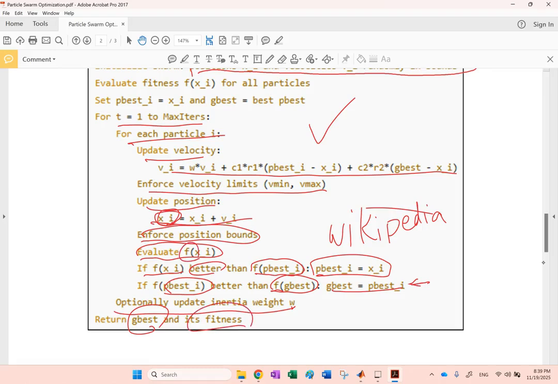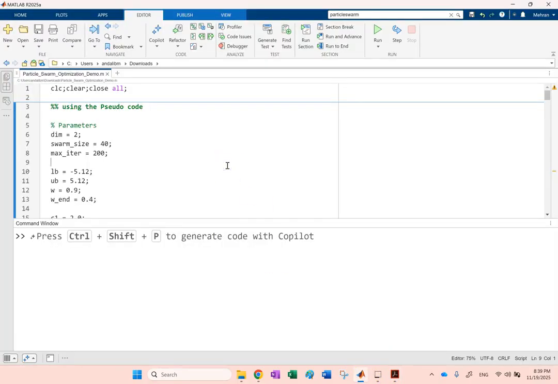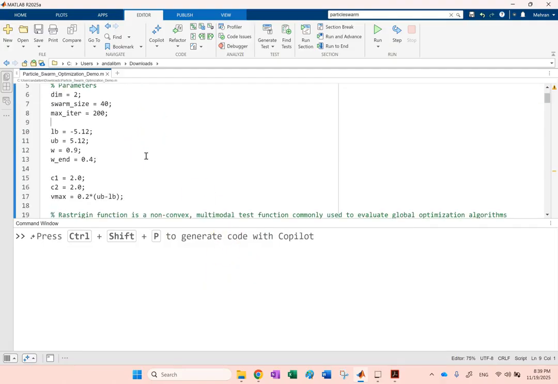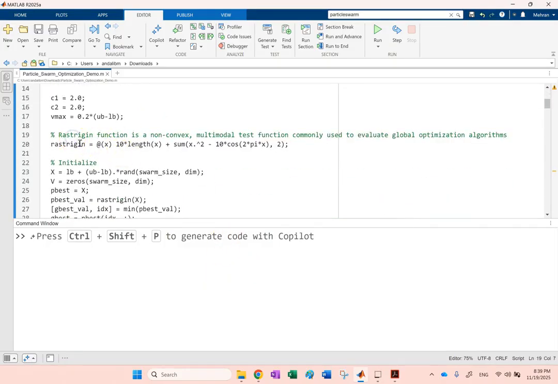Okay? So now let's look at the MATLAB code here. There are two different ways to run this code. The function that is used is called the Rastrigin function. Hopefully I pronounced the name correctly. This is a benchmark function that is not easy to find its global minimum because it's a non-convex function. As you can see, there is 10 times the length of x, a sum of x squared, and 10 cosine of 2 pi x.